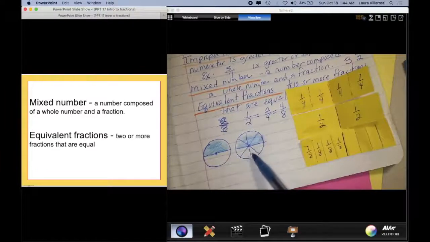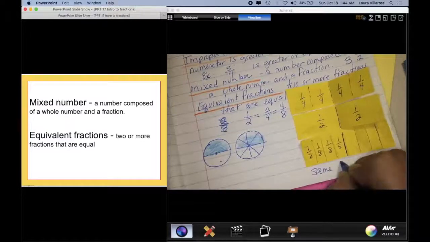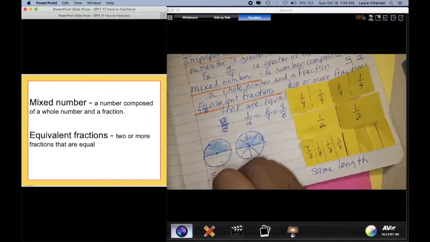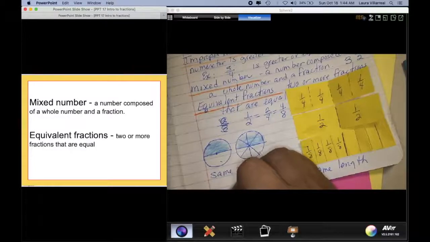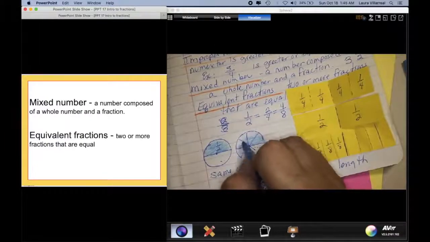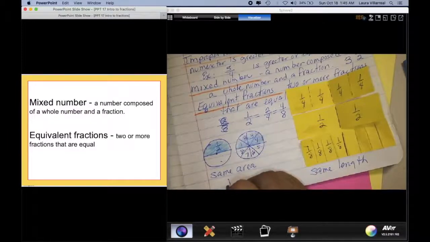again, be careful with your drawings. Usually with our students, we would give them a sheet of paper with the drawings because it's very difficult, especially with the circles. You don't want the students drawing crazy circles where some are big and some are little. So these two have to have the same length, and these two have to have the same area, the same size, the same area. And this is 1/2. And this one is 1, 2, 3, 4, 5, 6, 7, 8. So 1/2 is equal to 4/8.